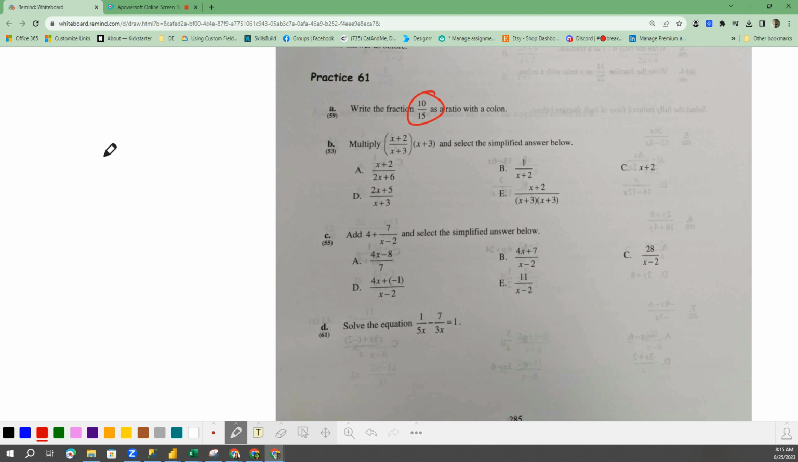So this is just one fraction. This is a whole number right here. So you put it over one and see if there's something that you can cancel. Okay. All right, letter C. So we'll start with letter C.